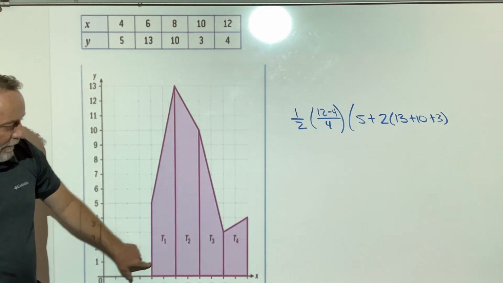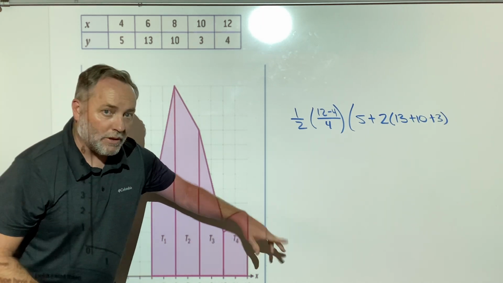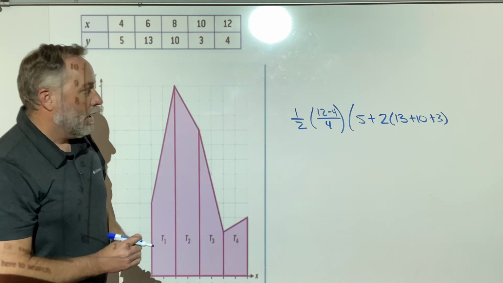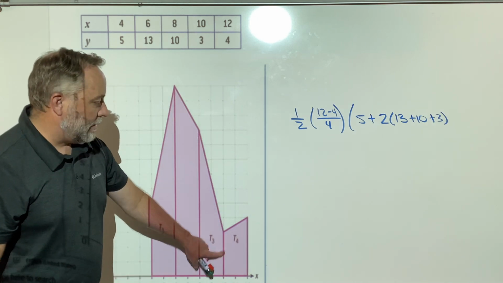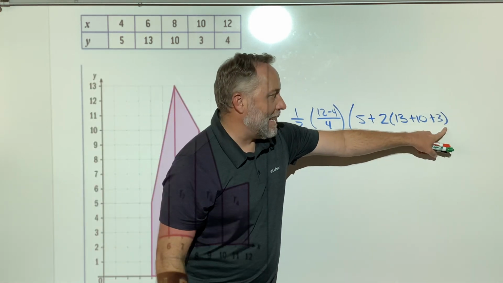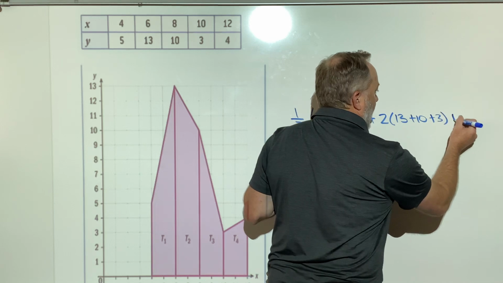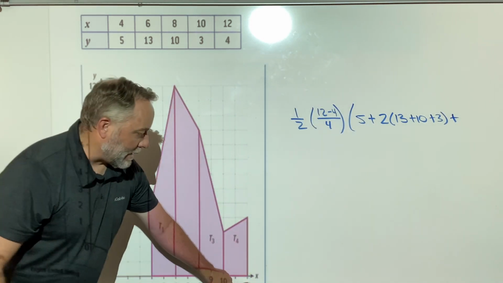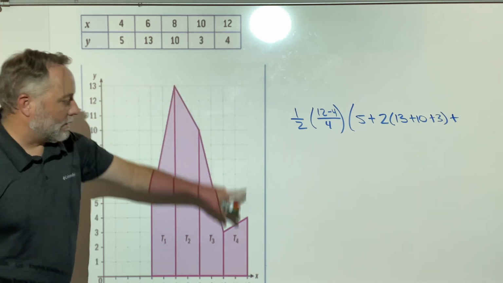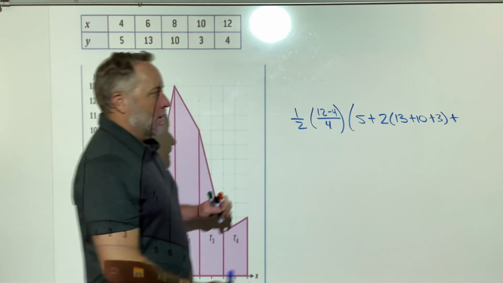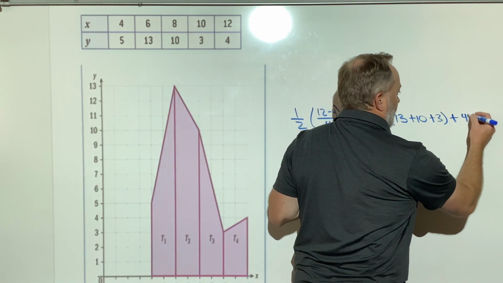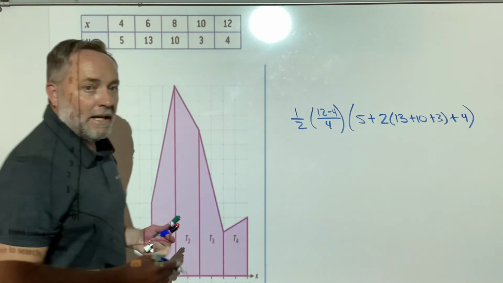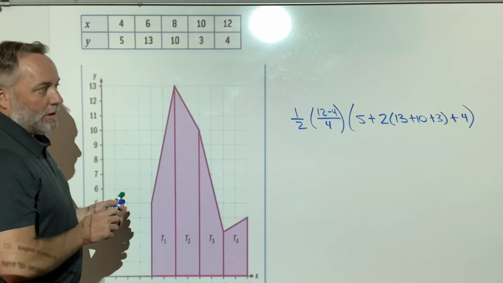This is an exterior value. This is an exterior value. Those ones only get used 1 time. All right, so that's the last of my interior values. So that parentheses ends. And then I have to add just one of this outside height. So at 12, the height is 4. Okay, so we have that right there. And that is all of the trapezoidal rule.